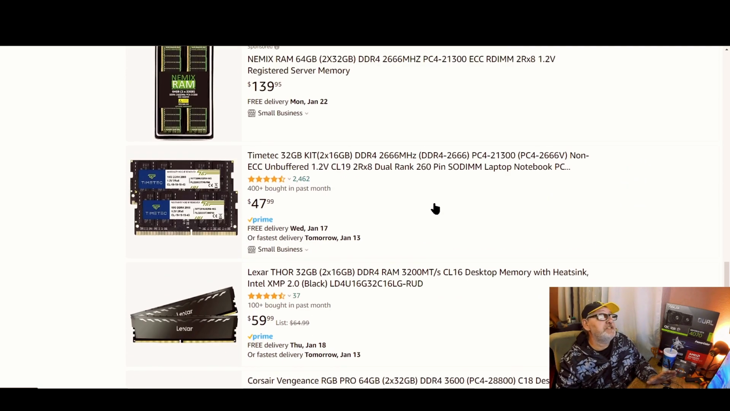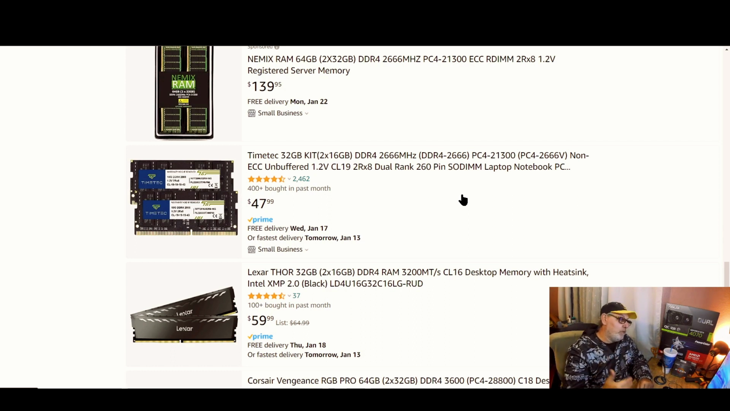I skip over the 2666s because most of your modern computers these days are able to accept 3200 MTs, mega transfers, or up. The sweet spot is 3200 MT or 3600 MT. Or if it says megahertz, it's 3200 megahertz or 3600 megahertz. Still the same thing.